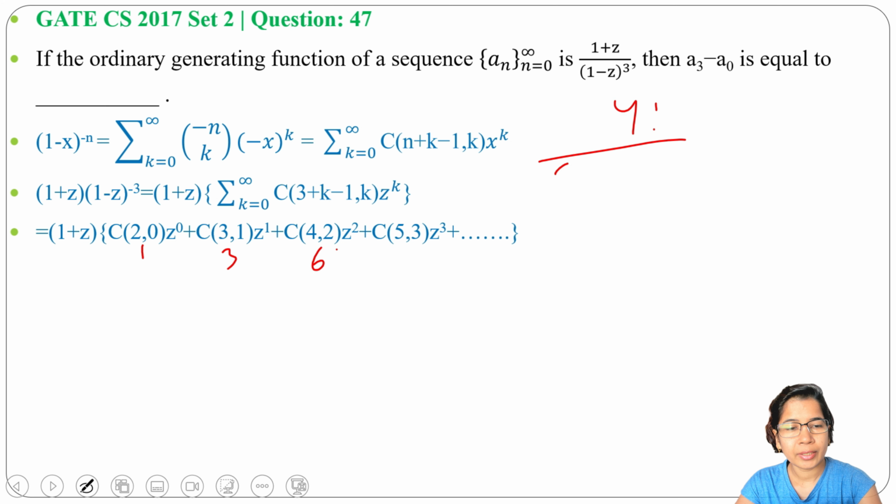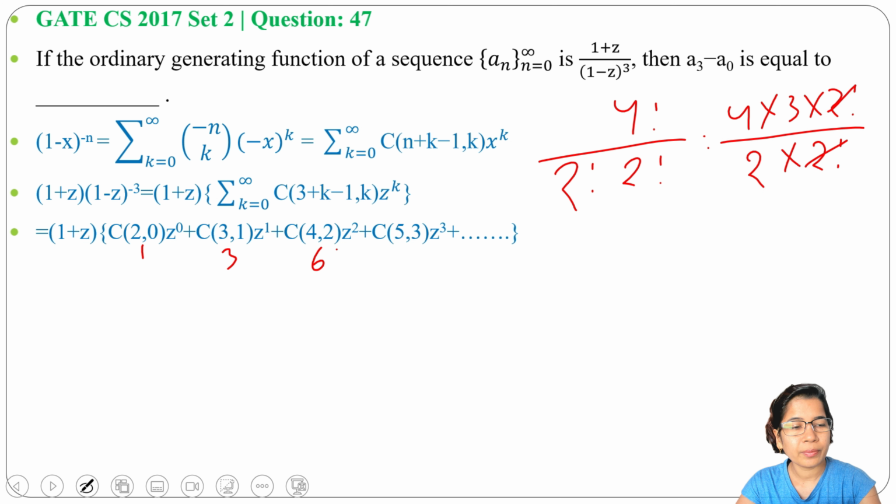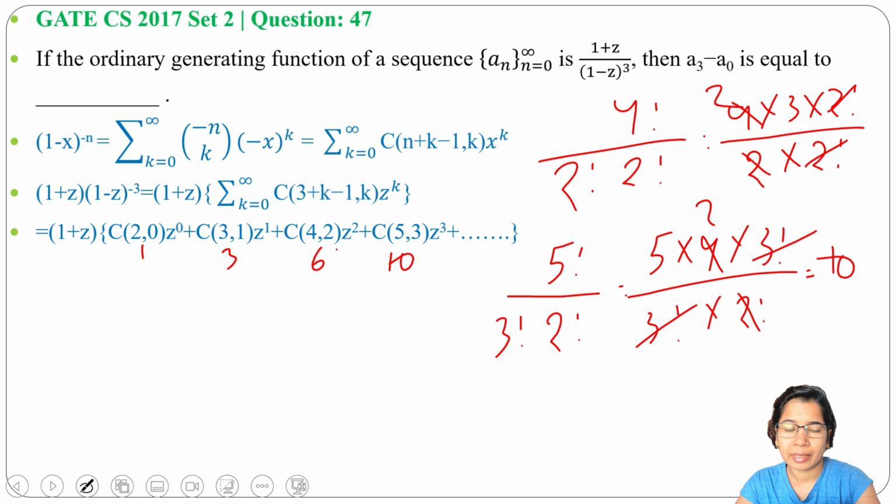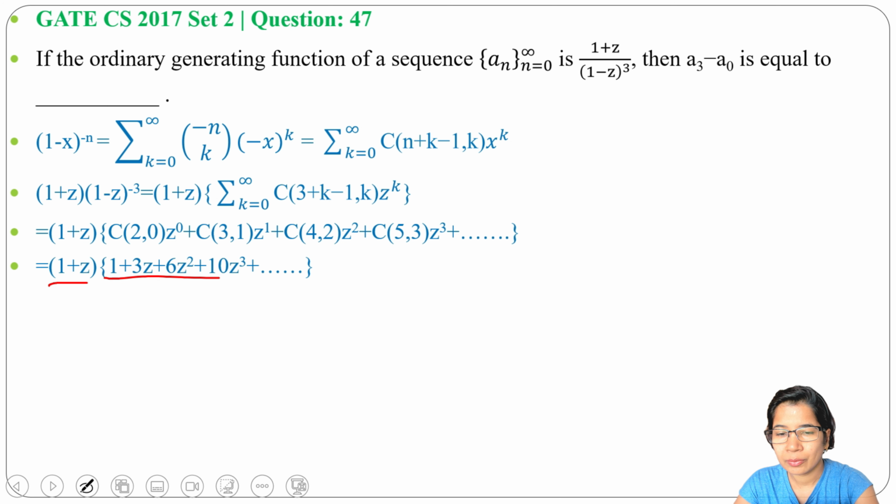Then C(4,2) equals 6. 4 factorial divided by 2 factorial times (4 minus 2), it's 2 factorial. So you can write 4 multiplied by 3 multiplied by 2 factorial divided by 2 factorial multiplied by 2 factorial. This 2 factorial will be cancelled. 2 into 4 is 2, 2 multiplied by 3 is 6. Next C(5,3). 5 factorial divided by 3 factorial times (5 minus 3), that is 2 factorial. So 5 multiplied by 4 multiplied by 3 factorial divided by 3 factorial multiplied by 2 factorial. This 3 factorial will be cancelled. Here it's 2, so 5 multiplied by 2 is 10. C(5,3) is 10.